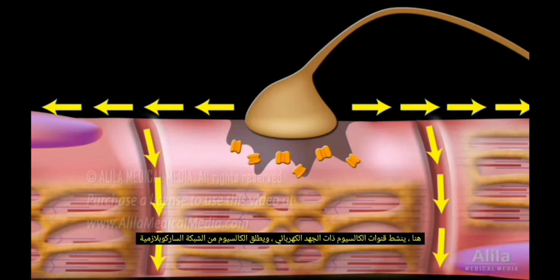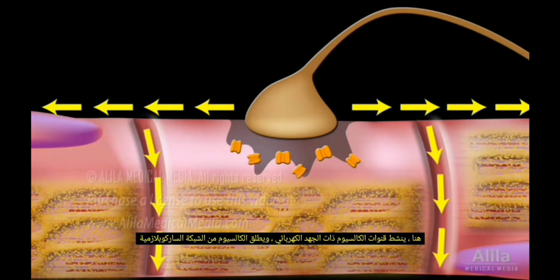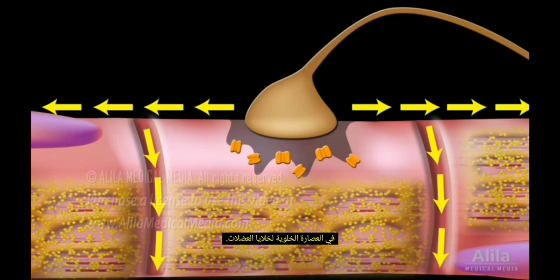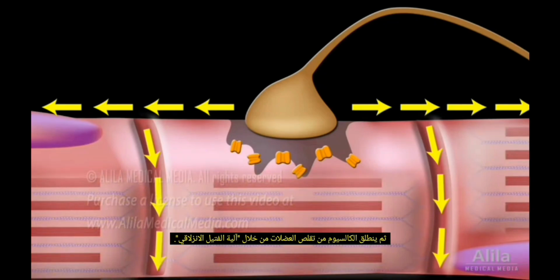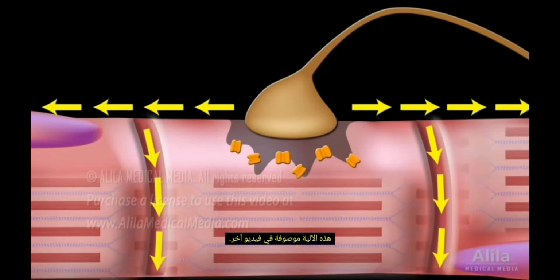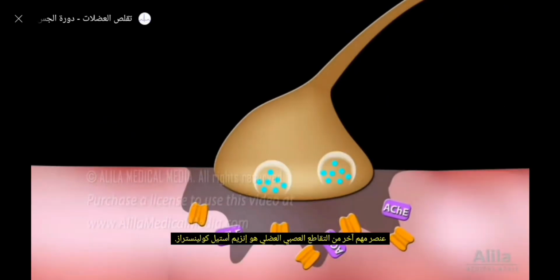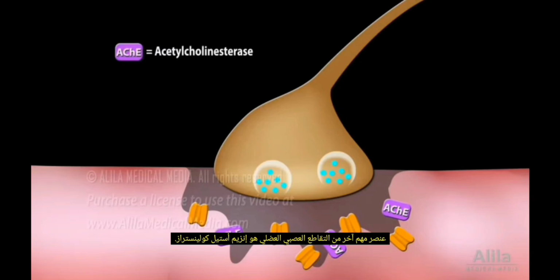Here it activates voltage-gated calcium channels, releasing calcium from the sarcoplasmic reticulum into the cytosol of muscle cells. Calcium then sets off muscle contraction by the sliding filament mechanism. This mechanism is described in another video. Another important component of the neuromuscular junction is the enzyme acetylcholinesterase.